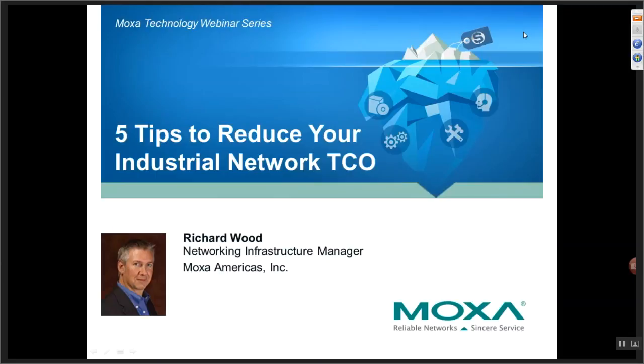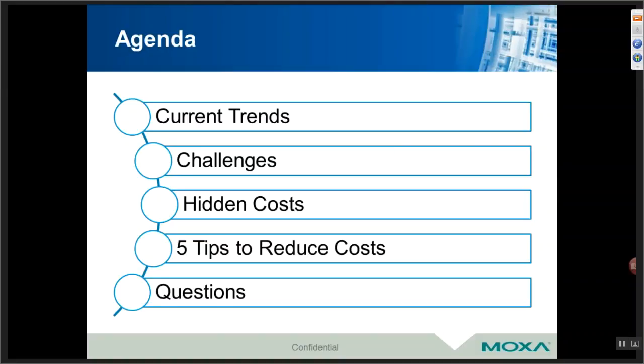Thanks, Oliver. Thanks for joining us today for 5 tips to reduce your industrial network total cost of ownership. So here's our agenda for today. We're going to start by just reviewing some of the current trends. Then we'll talk about some of the common challenges that we face. We'll run into some of the hidden costs that we typically find when implementing industrial networks. Then we'll talk about 5 tips to reduce those costs. And we'll wrap things up with a Q&A session at the end.